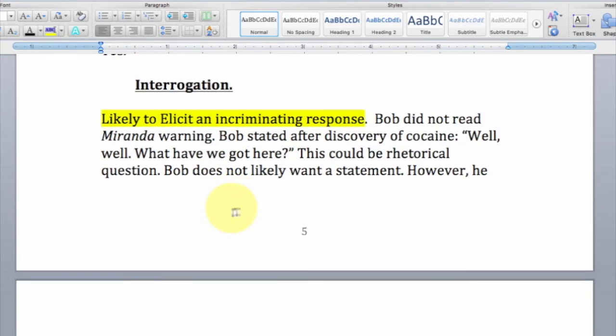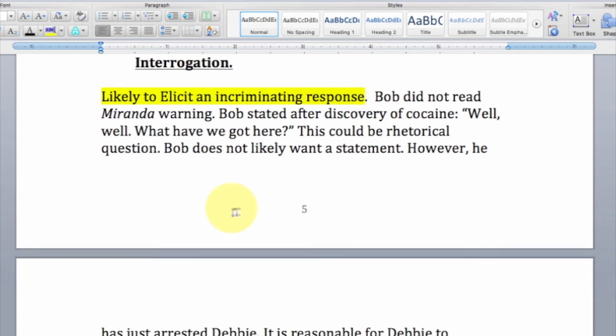Now I want to know if Bob's question was an interrogation, and that is defined as such: it's likely to elicit an incriminating response on the part of the defendant. Now we also know that Bob did not read the Miranda rights to Debbie after the discovery of the cocaine, and he says, "Well, what have we got here?" So that's going to be the focus of this analysis.